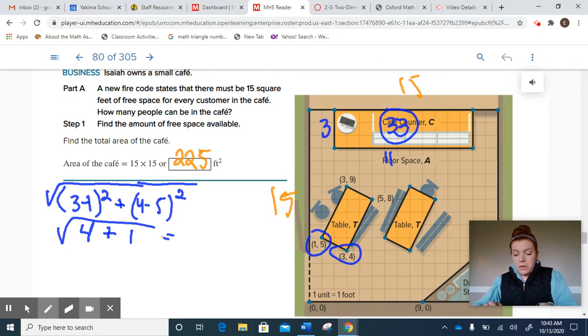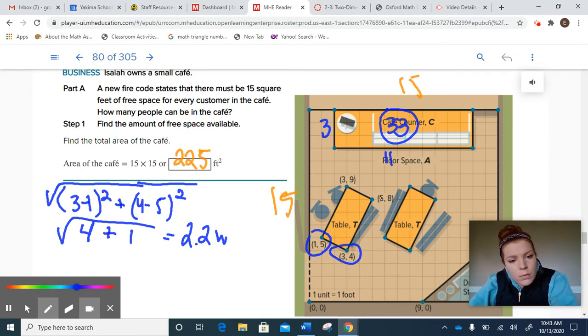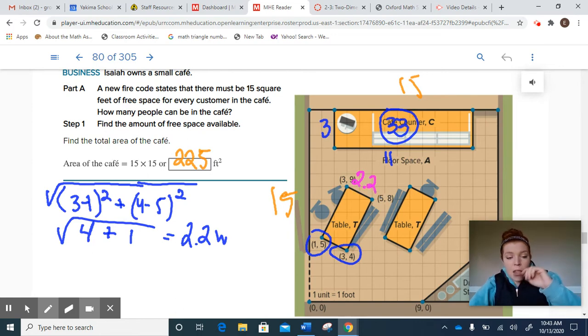Let's go ahead and calculate that on my calculator here. Square root of 5 is 2.2, rounded to 1 decimal place. 2.2 for the width. I'm going to use a different color. I'm going to use pink here. 2.2 is the width. And now we have to find the length.